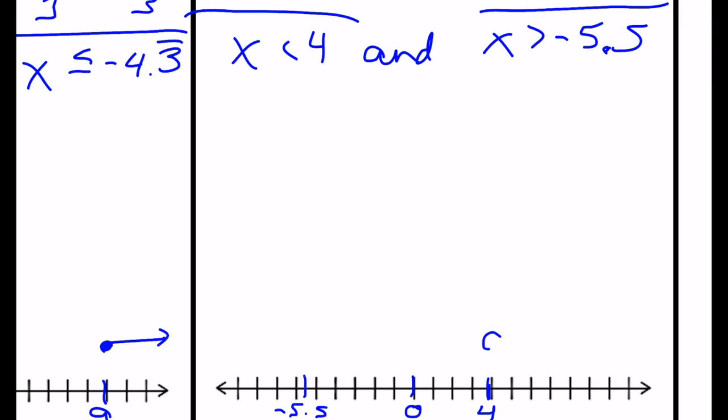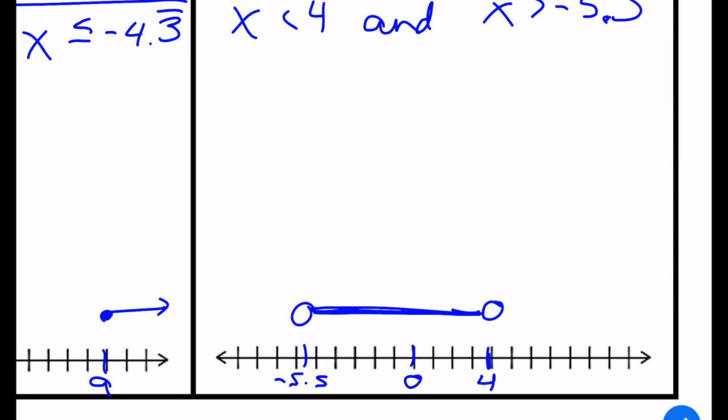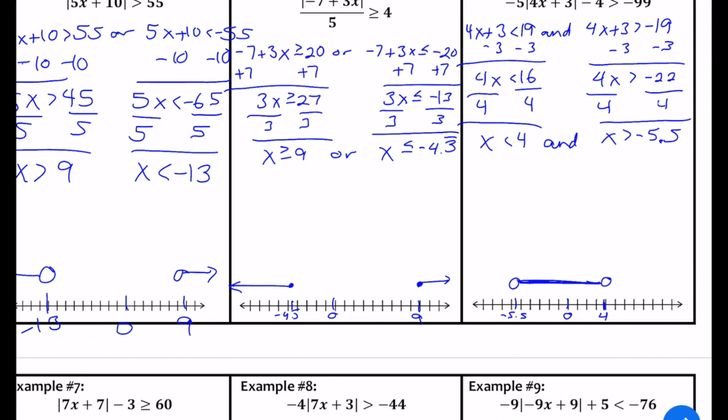Okay, on our graph we've got negative 5.5, 0, and 4. Both of those values get open circles because there's no equals under the greater than and less than sign. 4 shades to the left, negative 5.5 shades to the right. It looks like they are shaded towards each other. Remember that and is talking about overlap, and the two graphs would overlap just there in the center, so we can go ahead and just draw that barbell piece.